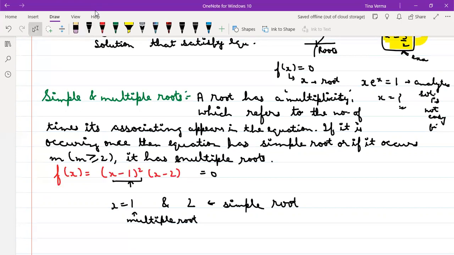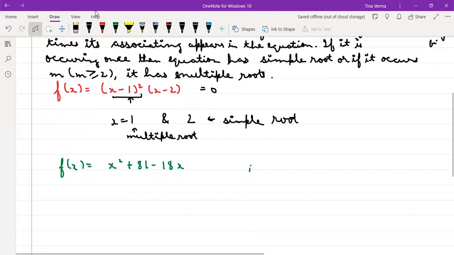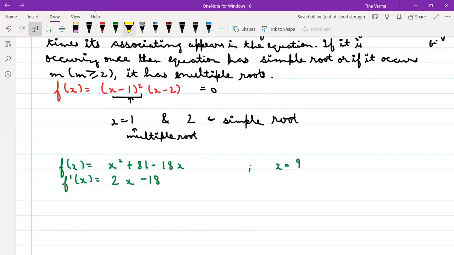Sometimes it is not easy to factorize the equation. Like if you don't want to factorize the equation, and you have a function like x square plus 81 minus 18x, right? You want to check whether it has a multiple root or not. So you have to check some value. Suppose I'm saying x is equal to 9, so you can also check by the derivative. If you check the derivative f dash x, this is your 2x minus 18. So at x is equal to 9, your function value is 0. You can check this is 9 square plus 81 minus 18 into 9, that will be 0.